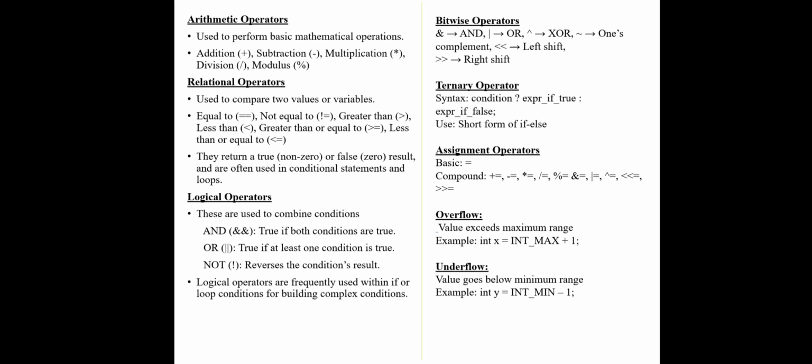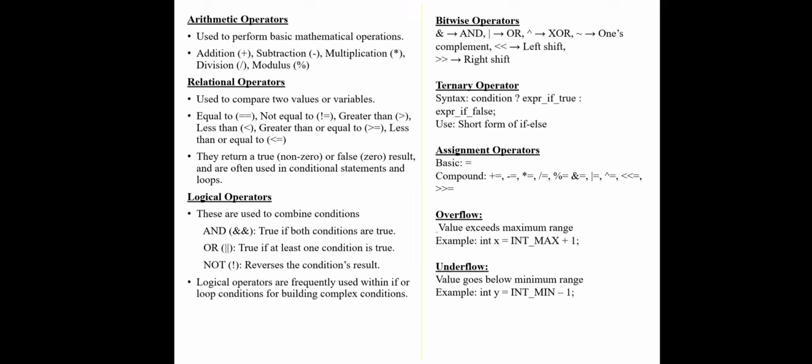Logical operators are used to combine multiple conditions in a single statement. They are essential for creating complex decision-making logic. AND returns true only if both conditions are true, OR returns true if at least one condition is true, and NOT reverses the logic state of a condition.